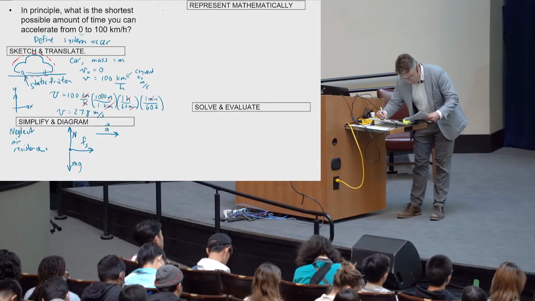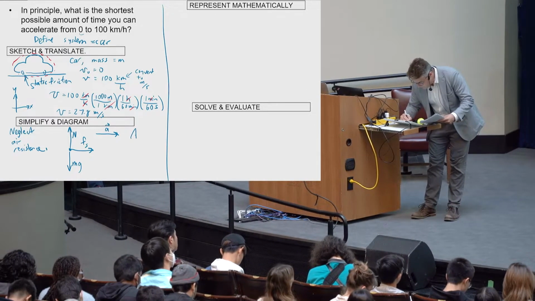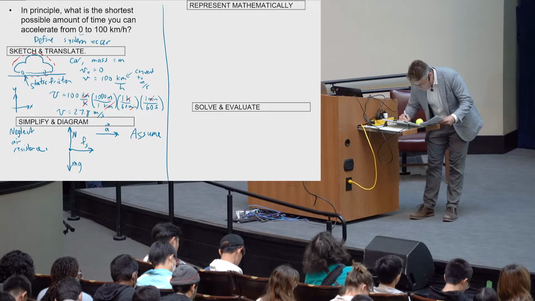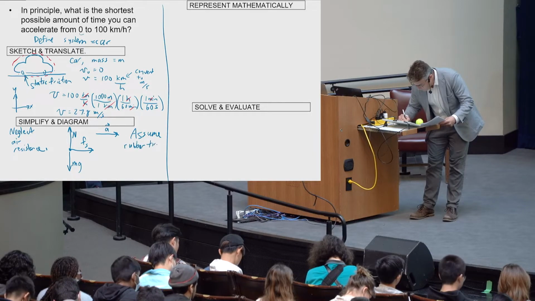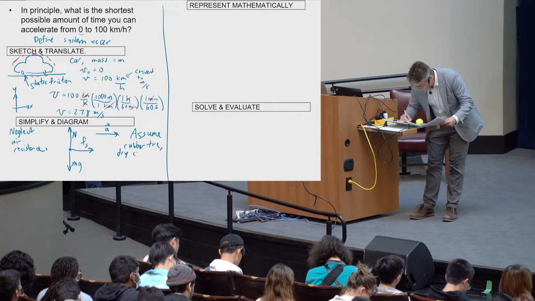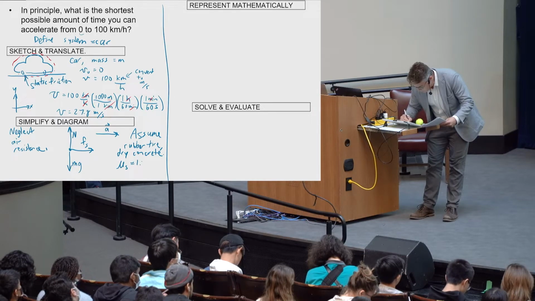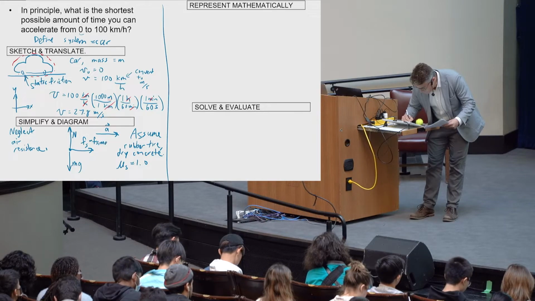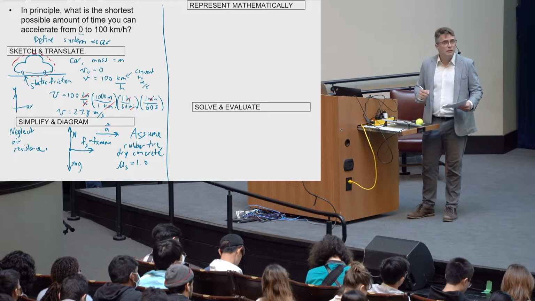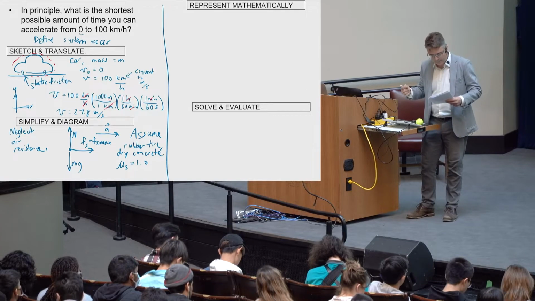And again, what I'm going to do here is assume rubber tire and dry concrete, so that mu sub s equals 1.0 and f sub s equals f sub s max, for the maximum acceleration you can get just before you start skidding, right?